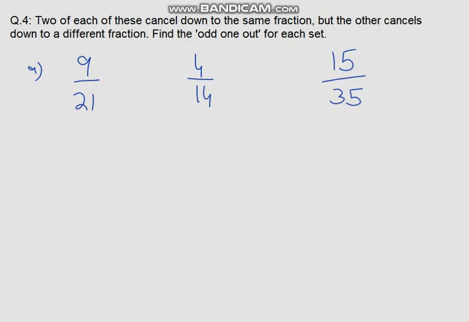We have a question that 2 of each cancel down to the same fraction. It means that if we simplify all of these fractions, in the answers 2 of each will be the same fraction, but the other cancels down to a different fraction. So we need to find the odd one in each set. So cancel all of them. 9 divided by 21.